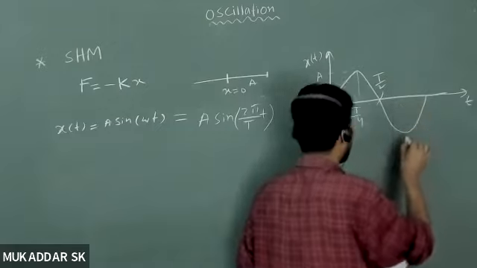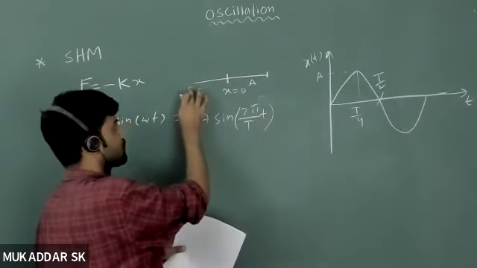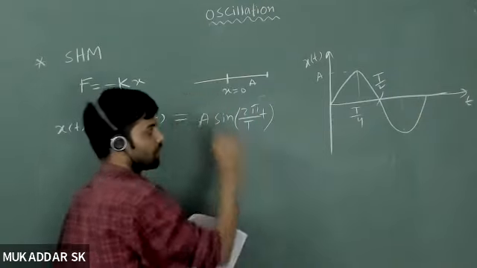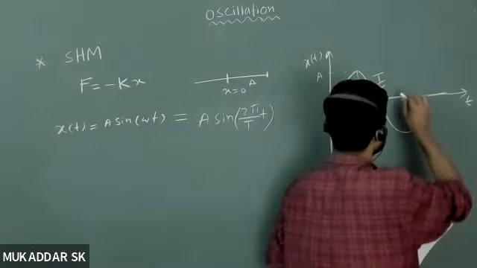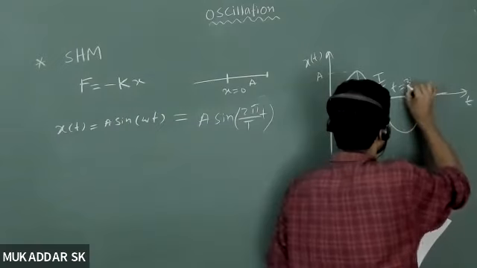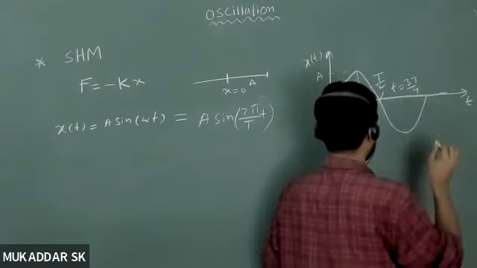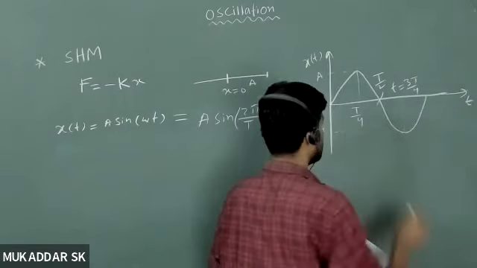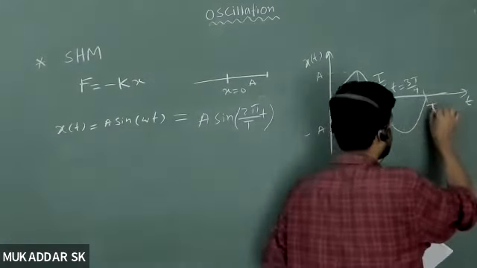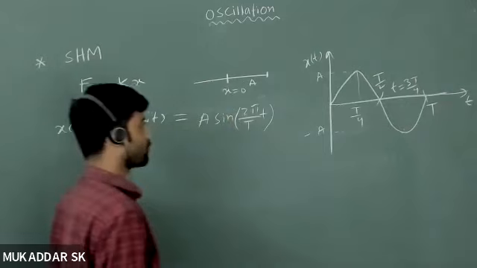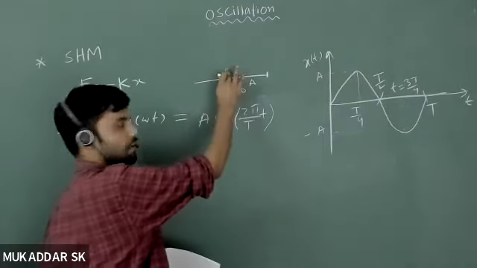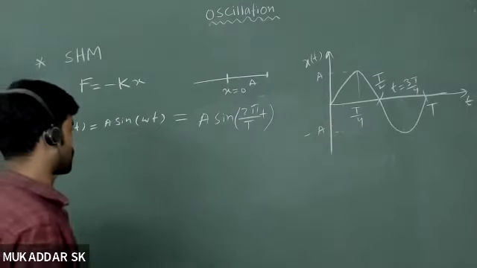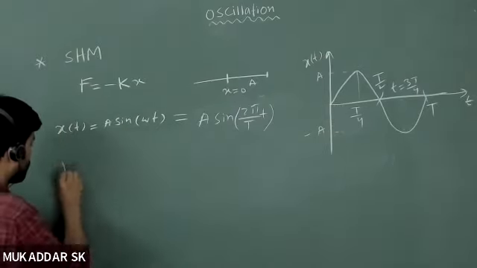Now when it goes to this extreme position, the displacement is minus A, right? At this situation, time will be exactly 3T by 4, so this displacement will be minus A. And this is nothing but capital T, right? Because now your oscillator will come to its initial position. Okay. Is this part clear?